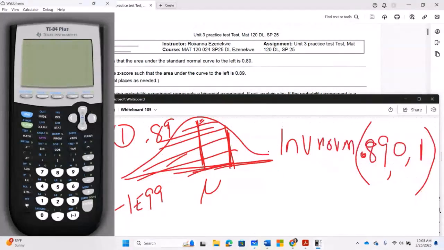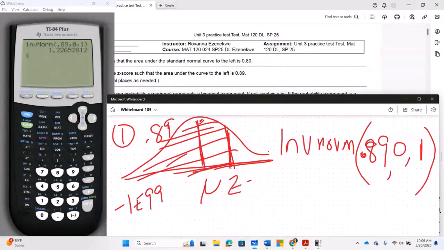So I'm going to turn my calculator on and I will look for distribution. And remember, I'm looking for inverse norm. So inverse norm is number 3. And I have 0.89. And the mean of a standard normal is 0. Standard deviation is 1. And I'm going to paste. Okay, so when I hit enter, the z-score corresponding to the 89th percentile is 1.227 approximately.